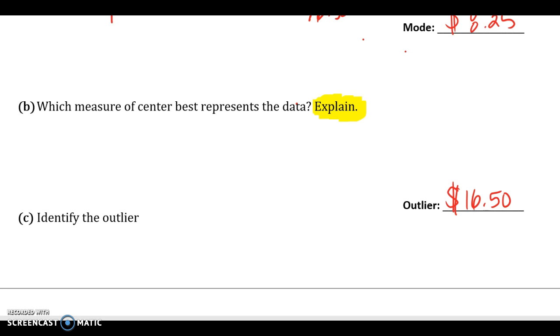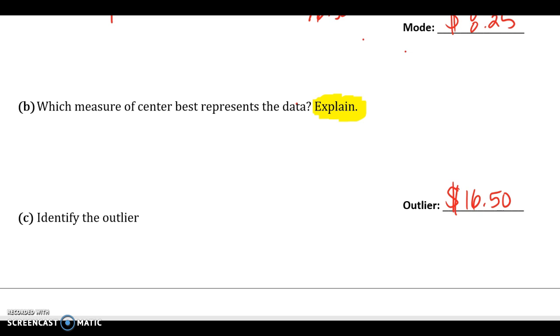I'm going to explain this and then I'll write an answer so you can copy this. But hopefully you can see that the mean is extremely high. It's actually higher than 7 of the 8 salaries. So that is not a good representation of the data.